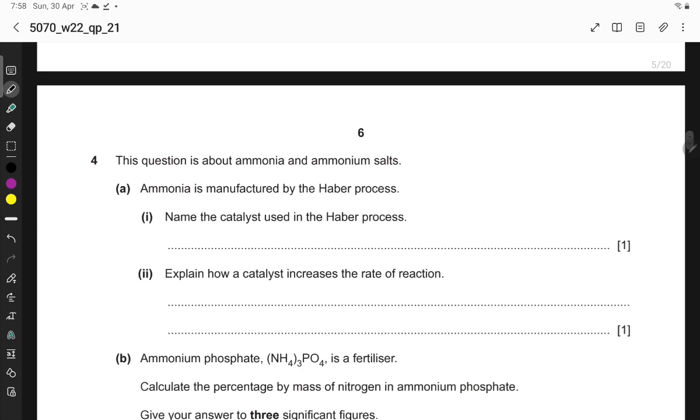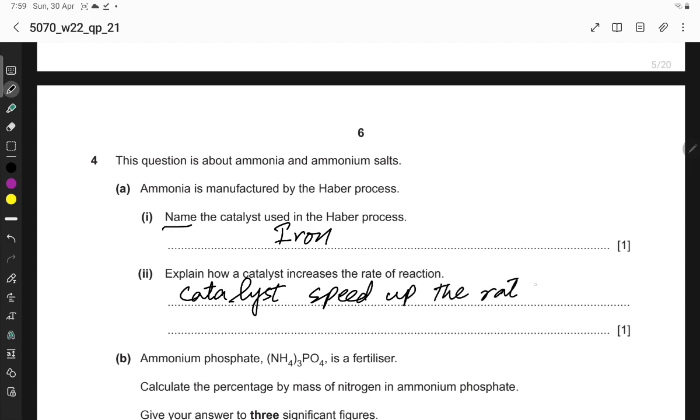Question number 4. This question is about ammonia and ammonium salts. Ammonia is manufactured by the Haber process. Name the catalyst used in the Haber process. Write down the name. Iron. Explain how a catalyst increases the rate of reaction. A catalyst speeds up the rate of reaction by lowering the activation energy.